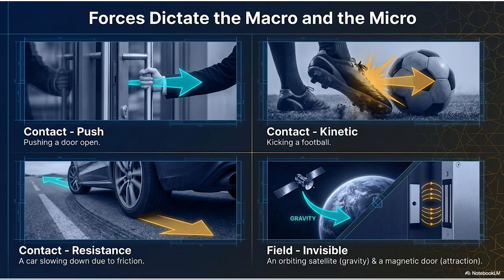Think of a satellite orbiting the Earth. It is hundreds of miles above the planet, floating in the total vacuum of space. There's no rope tying it to the ground. There's no physical structure holding it. Yet the immense mass of the Earth creates this gravitational field that reaches out across the empty void and constantly pulls that satellite inward, keeping it in a perfect circular orbit.